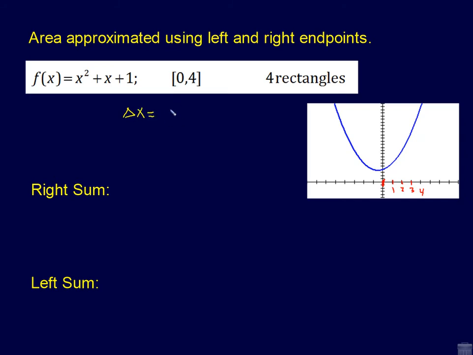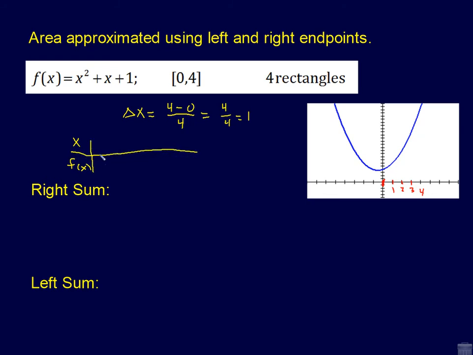Now, if it wasn't obvious, we could take 4 minus 0, and then divide that by the 4 rectangles. So 4 divided by 4 is 1, telling us that every rectangle will be 1 unit wide. And the next thing I need to do is to find out how high the rectangles will be. To do this, I'm just going to make a single table that measures the function at all the necessary points.